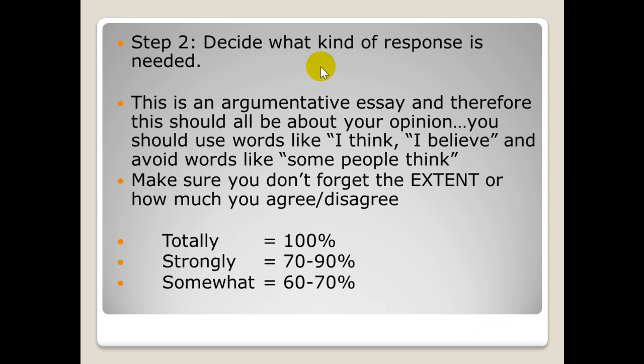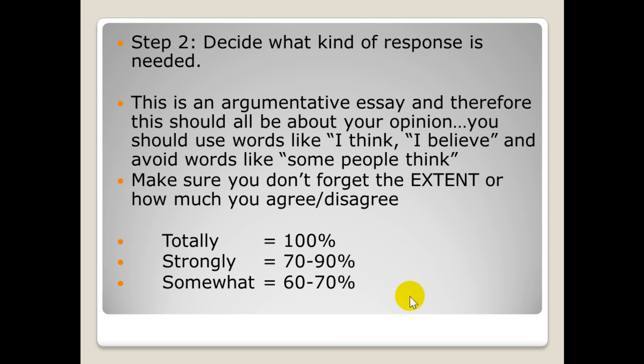Then step 2, we should decide what kind of response is needed. Well, we already said it, it's an argumentative essay, and in this case the whole essay should be about your opinion. You should be using words like I think and I believe. And you should stay away from words like some people think, because this is about your opinion. Also, don't forget to mention the extent that you agree or disagree.